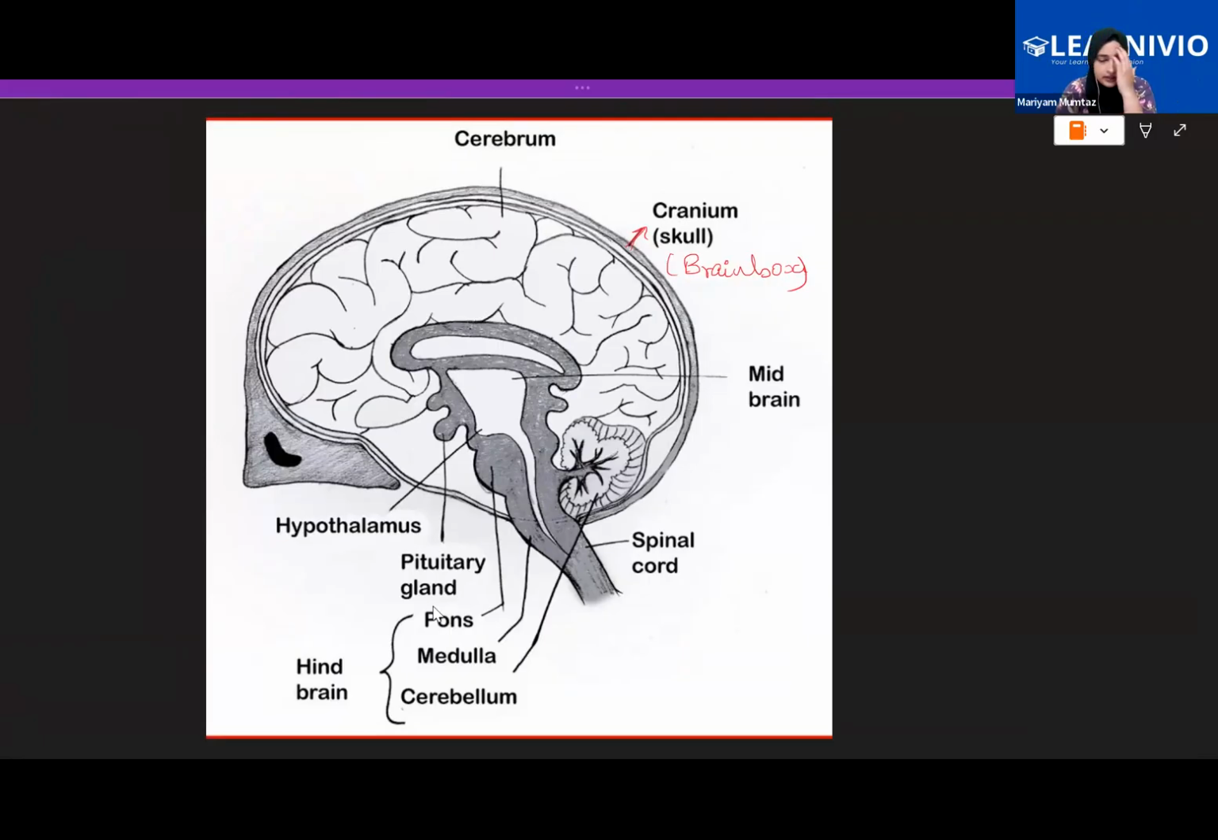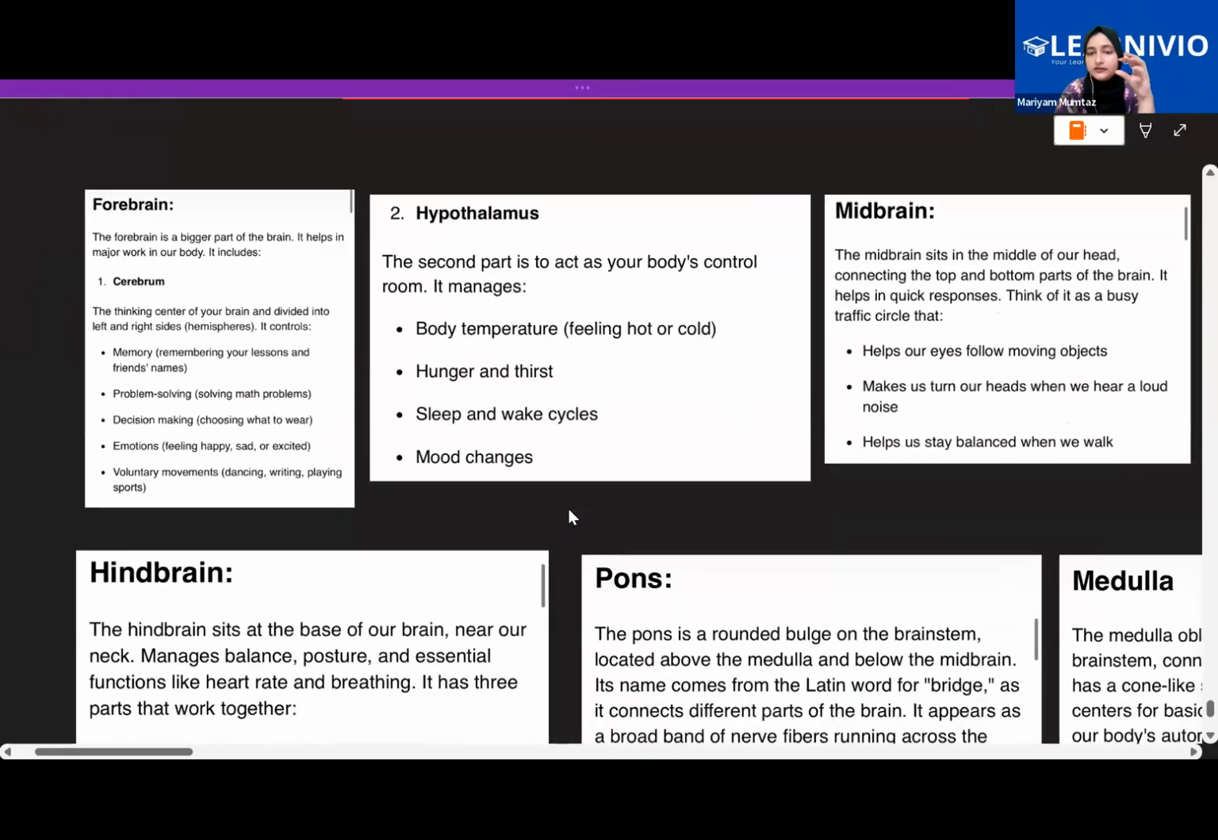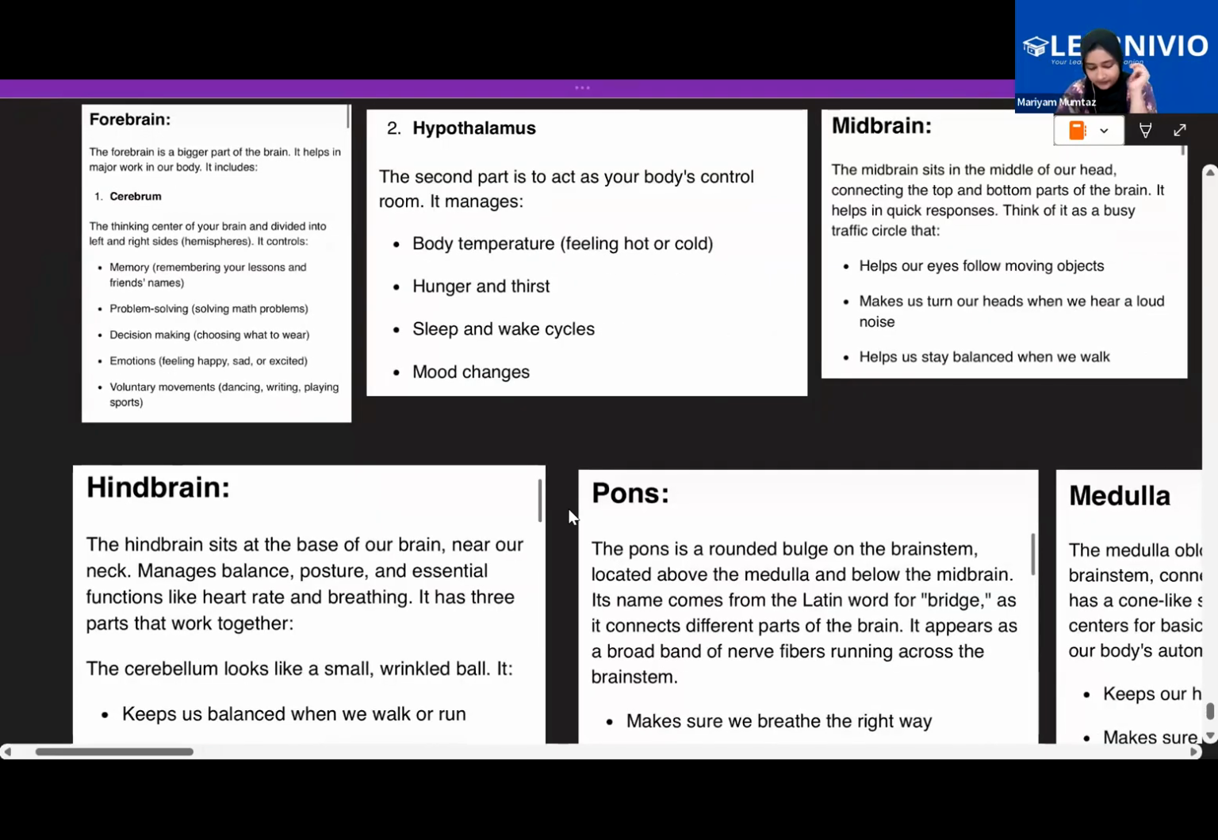Yes. All right. Okay, so for today's class, we are going to keep it till here only. And in the next class, we are going to see more about each of the functions of each of the parts of the brain. Is it clear?